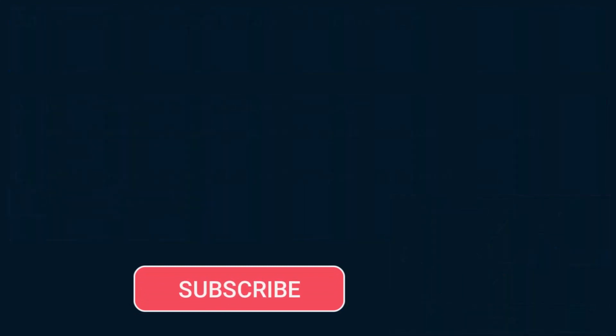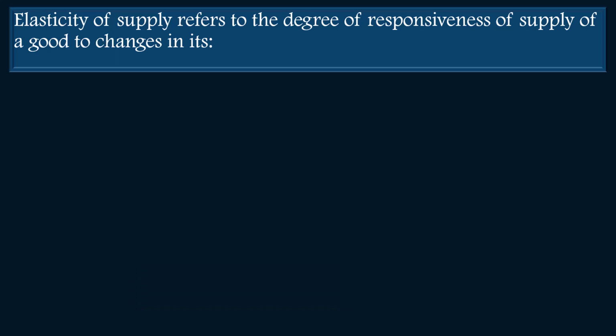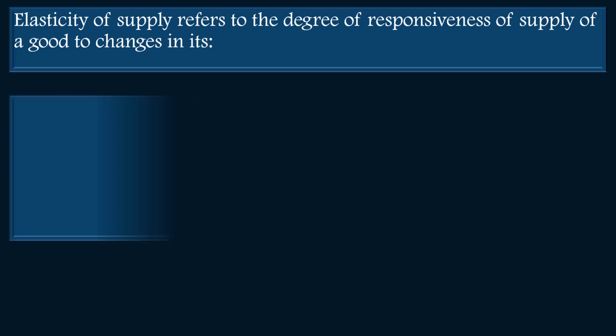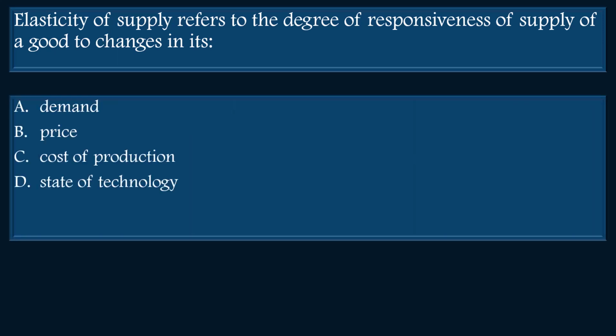Eighth question. Elasticity of supply refers to the degree of responsiveness of supply of a good to changes in its, options: A. Demand. B. Price. C. Cost of production. D. State of technology. This question is on the definition of elasticity of supply. Elasticity of supply measures the responsiveness of change in quantity supplied of a good to its price. Option B is the correct answer.